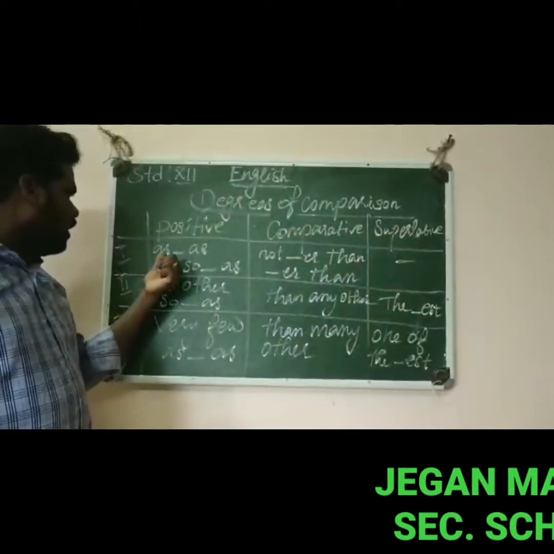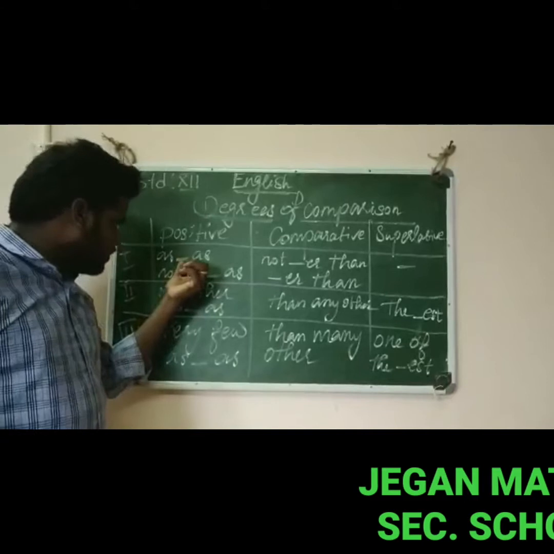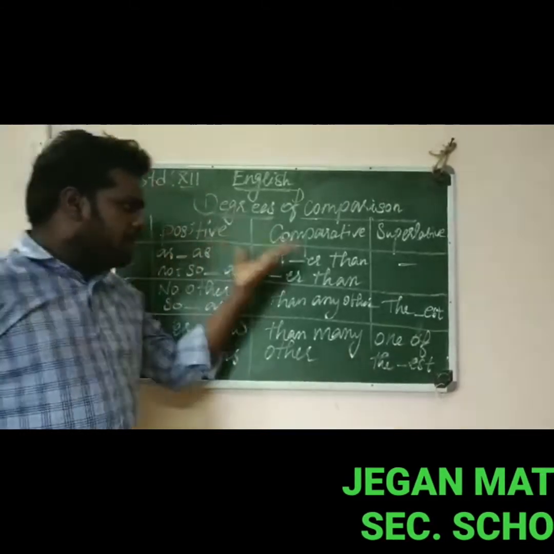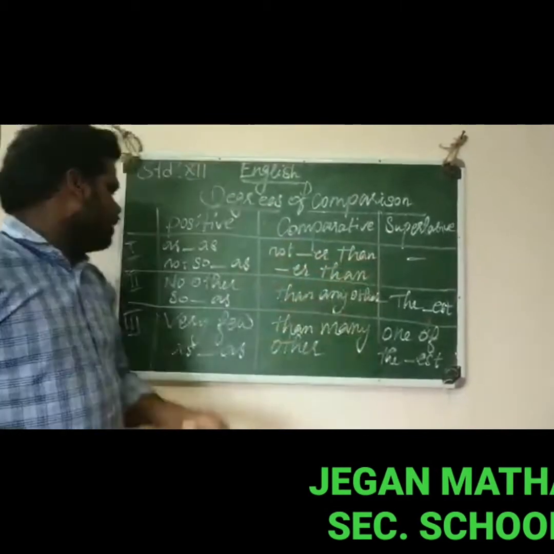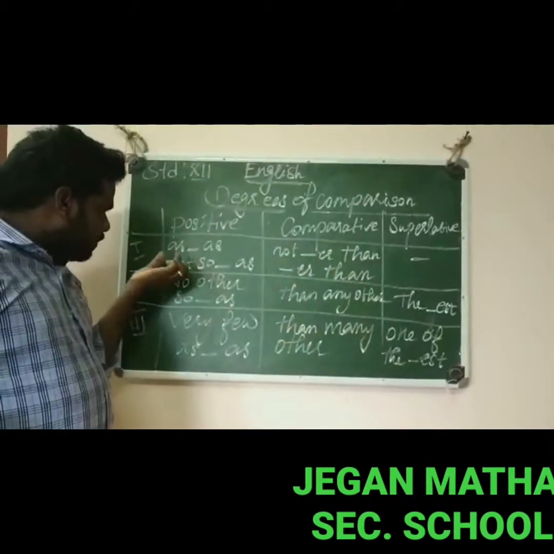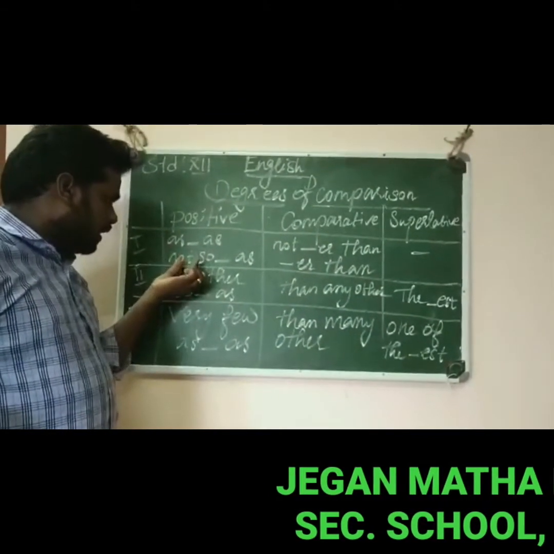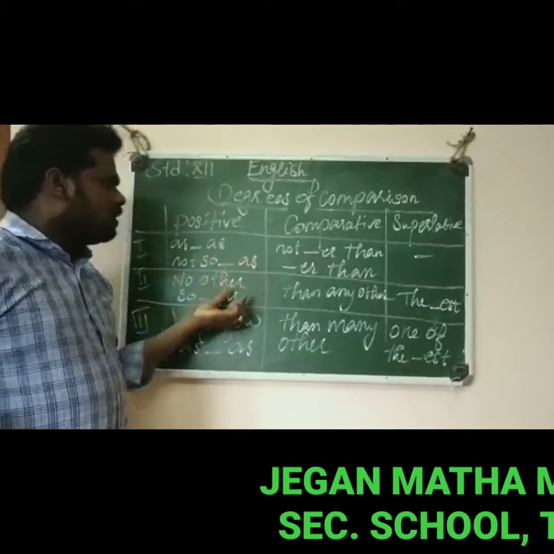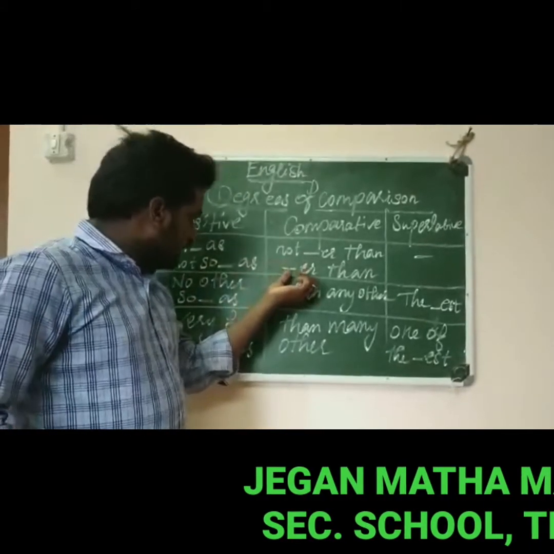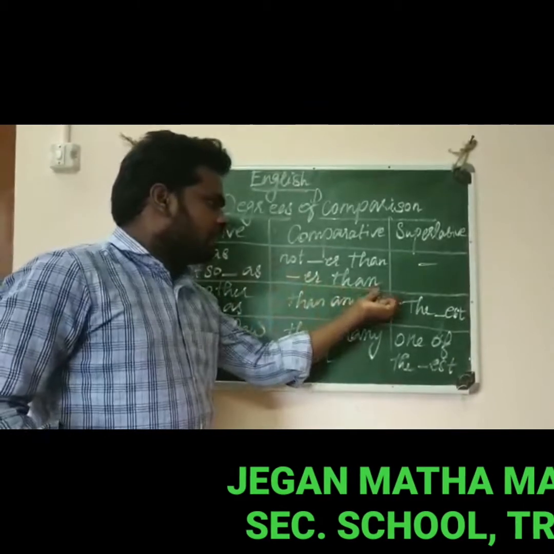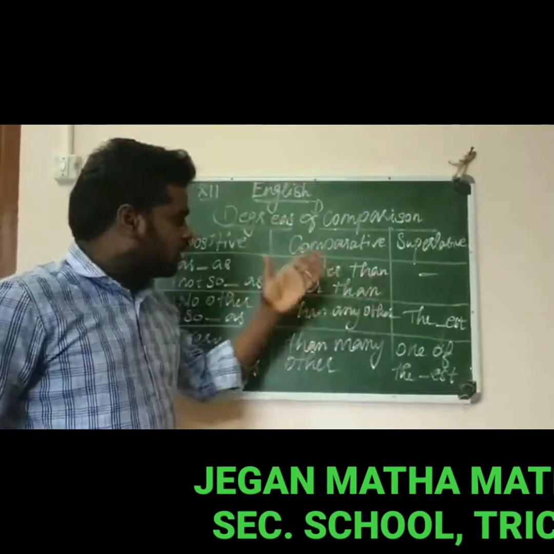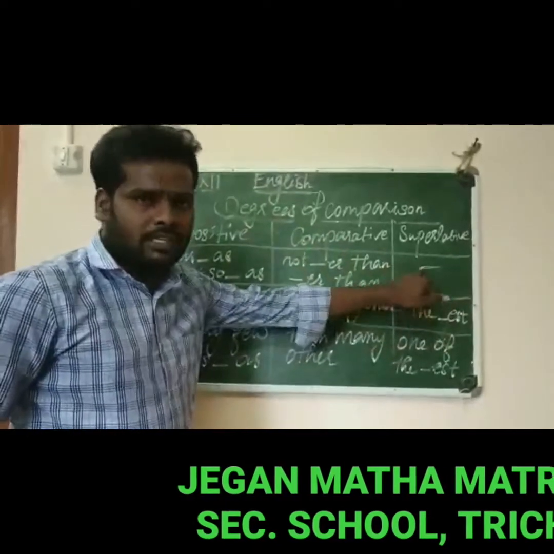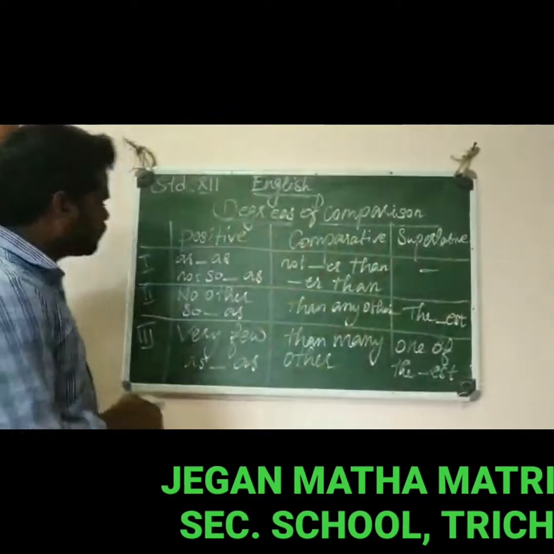Again I repeat, we have three types: positive, comparative, superlative. The first type: as, adjective, as. If we have the comparative degree negative, not, adjective, er than. Otherwise, if we have positive first type, not so, adjective as, we have to make it adjective er than. That's all. So positive and comparative we can change, but we can't change first type superlative. There is no superlative in the first type.